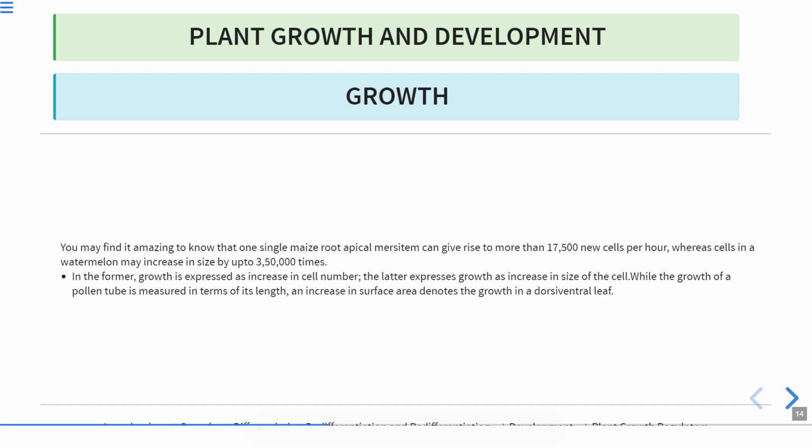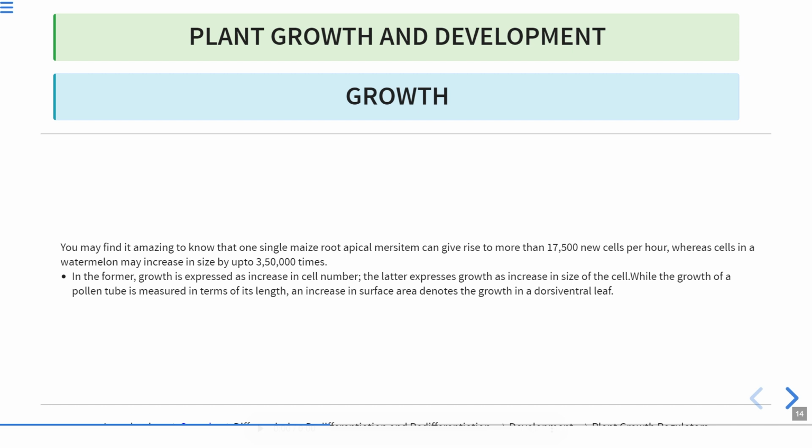So you may find it amazing to know that one single maize root apical meristem can give rise to more than 17,500 new cells per hour. Okay, so this is the apical meristem, one single apical meristem cell present at the root apex. Okay, root, that means the root apical meristem. This root apical meristem cell divides and redivides, and it can form 17,500 new cells in just a single hour.